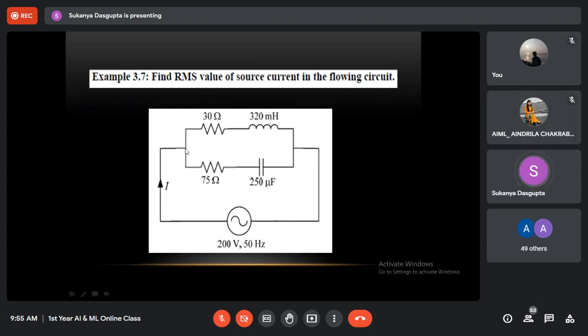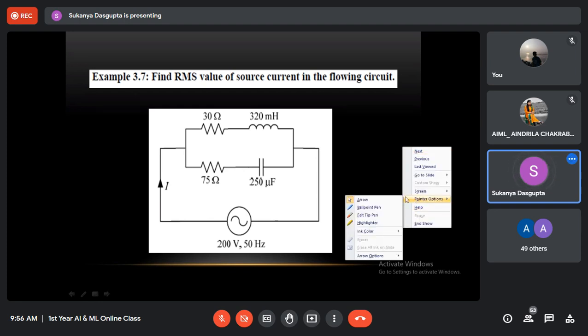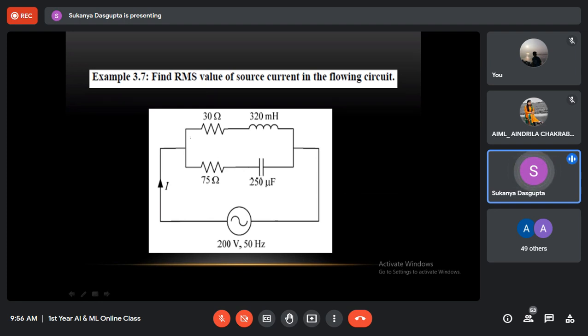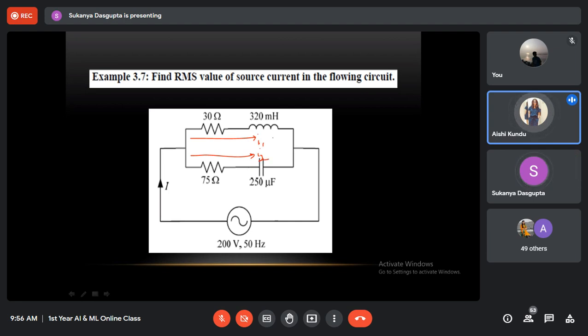Yes. This current I is dividing into two parts at this junction. If they were in series, the same current would flow through them. But here the main current I is dividing into two halves. One is flowing through 30 ohm and another through 75 ohm, say I1 and I2. So you will get capital I equals small I1 plus small I2, right? Now what is small I1?